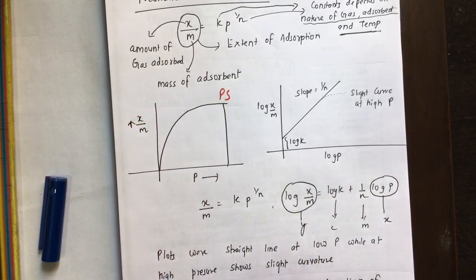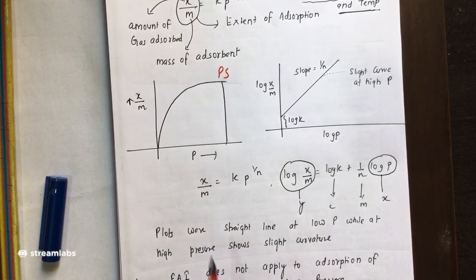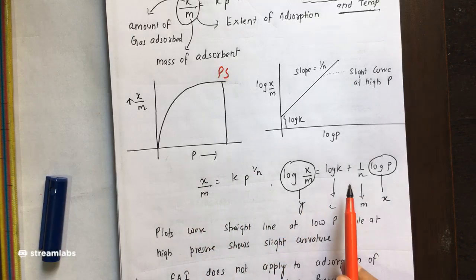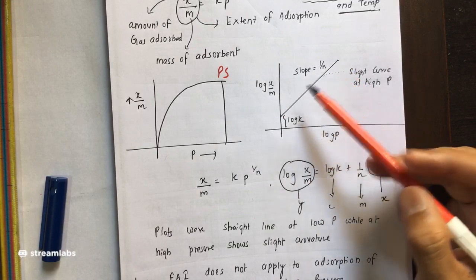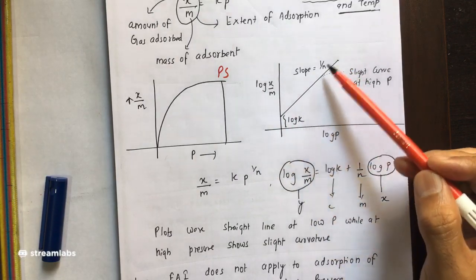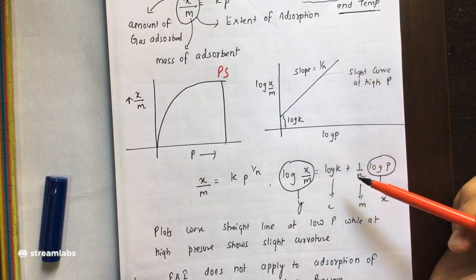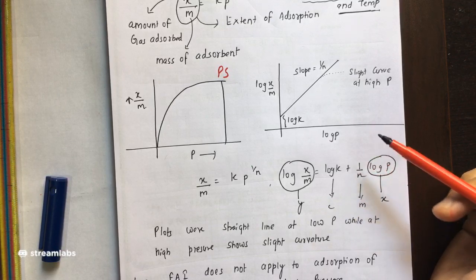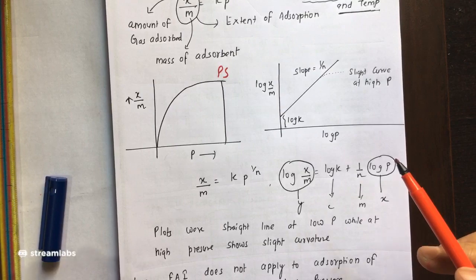So just put the logarithm in this. It will give you log of x by m is equal to log of k plus 1 by n log of p, giving you the straight line y is equal to mx plus c. So this graph is obtained, where log k is the intercept and the slope is equal to 1 by n. So the slight curvature is obtained at high pressure, and the plots were straight lines at low pressure. I hope you have understood this particular discussion.